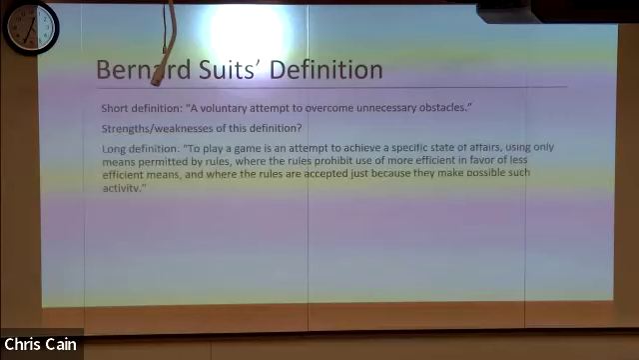Bernard Suits' longer definition: to attempt to achieve a specific state of affairs using only means permitted by rules, where the rules prohibit use of more efficient in favor of less efficient means, and where the rules are accepted just because they make possible such activity. It's an old one, 1978. I feel like things have evolved a little bit from here, probably, but it's an intriguing place to start.